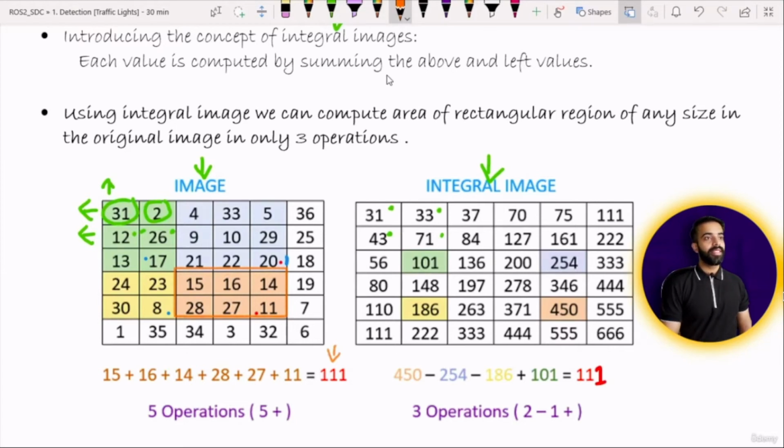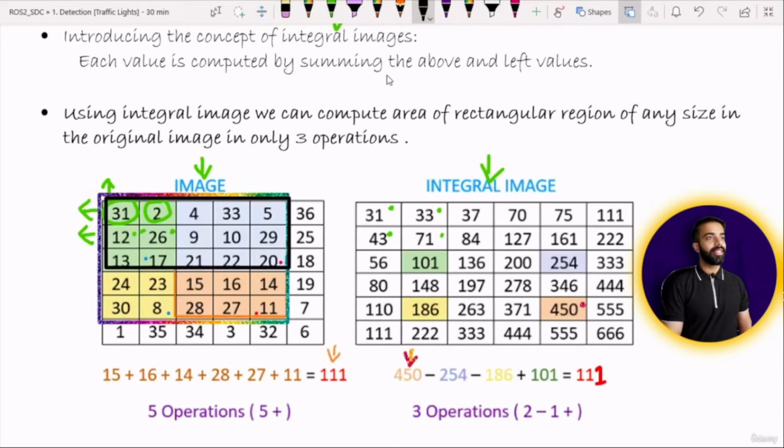How this is done is, first we take the sum of everything up until the region that we want to calculate the sum of. So for this colorful region, we have the sum right here in the bottom right corner, that is 450. 450 is the first value, and we will subtract 2 values: the first being the sum of the blue and the green region, and the second being the sum of the green and the yellow region. These amount to 254 and 186 respectively.